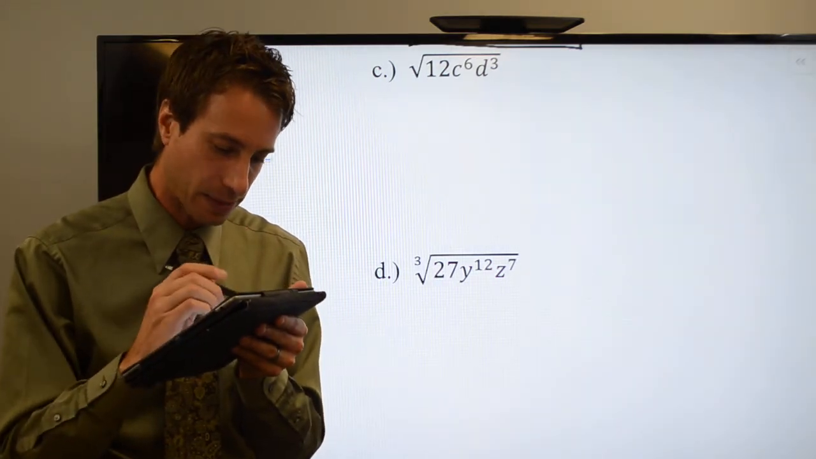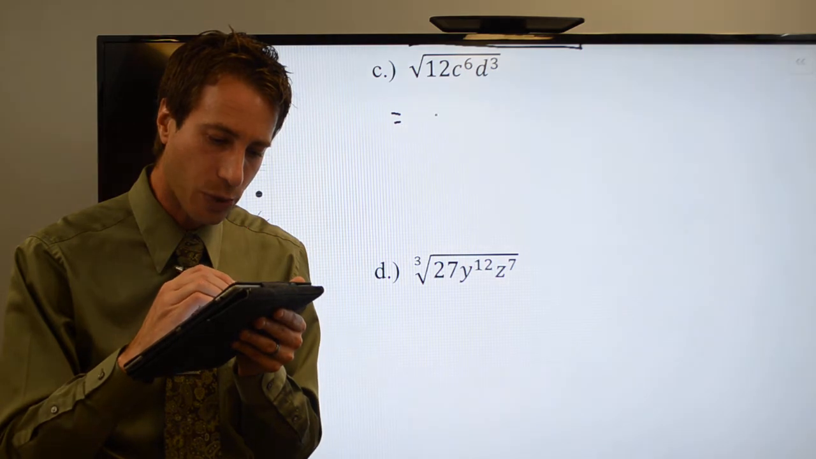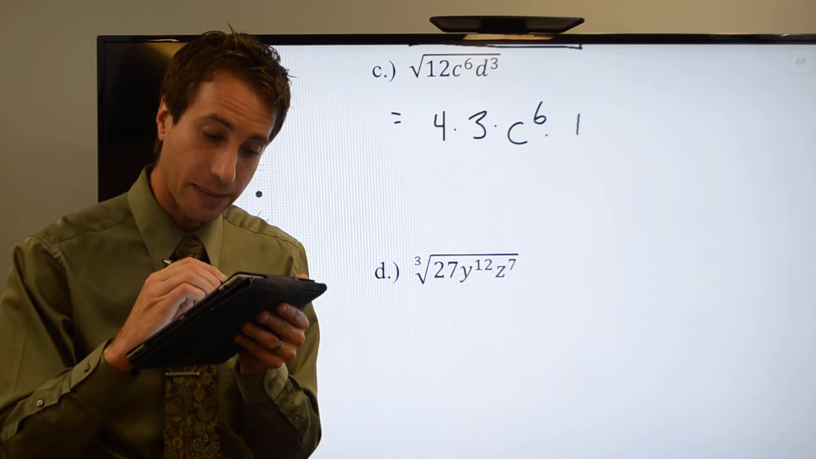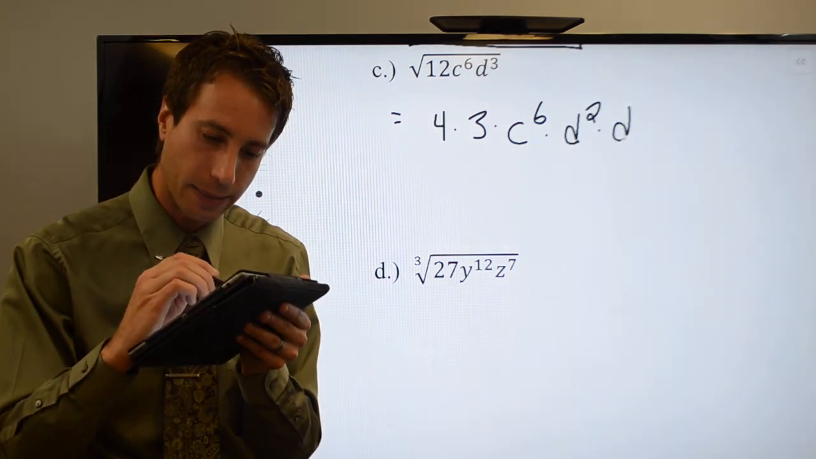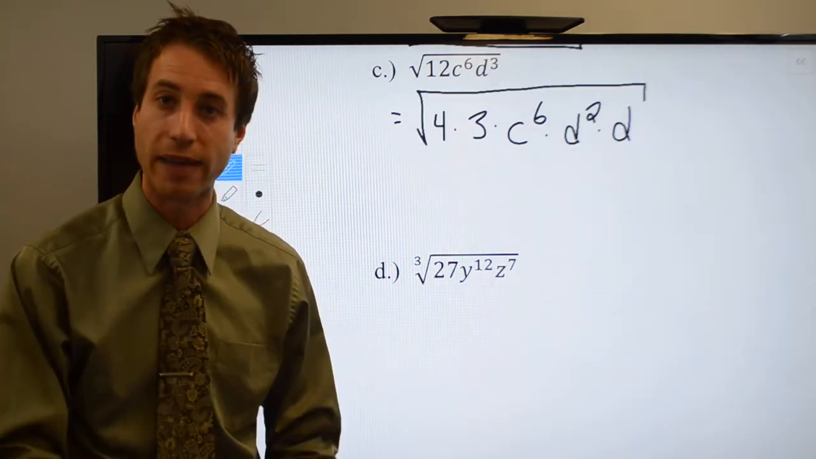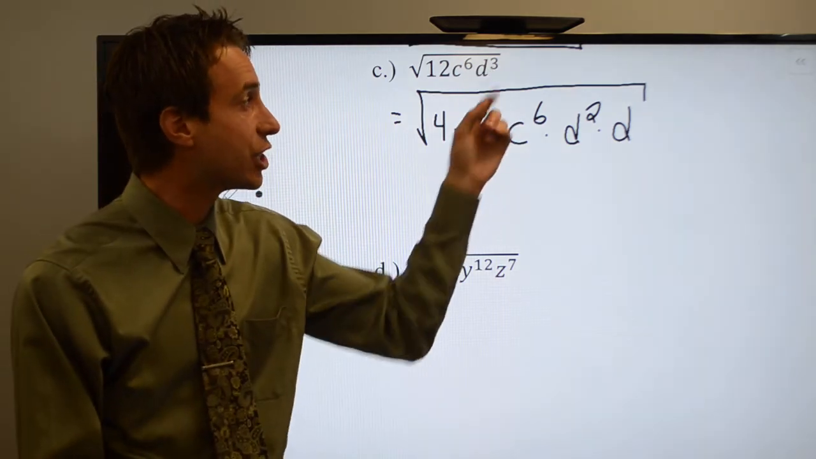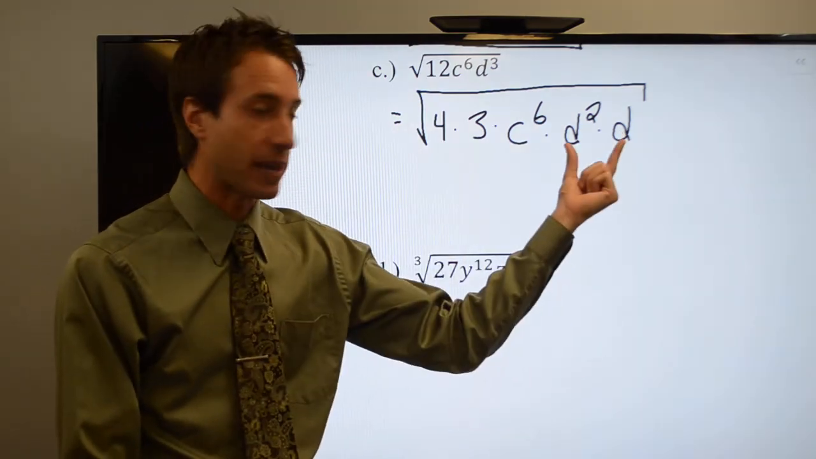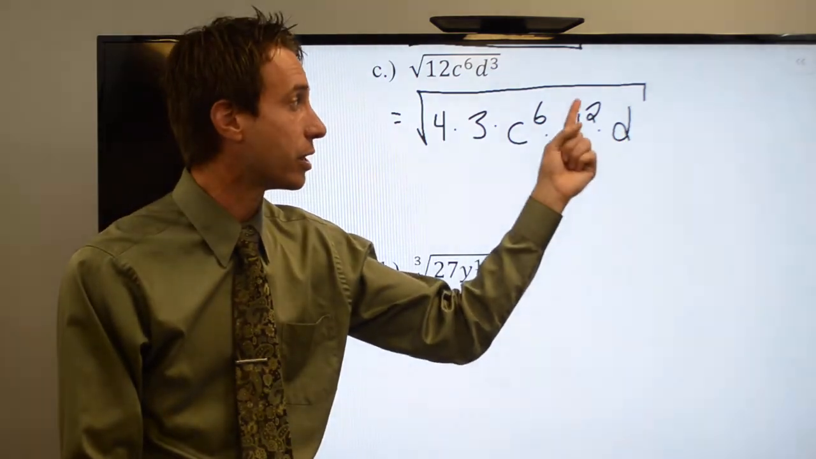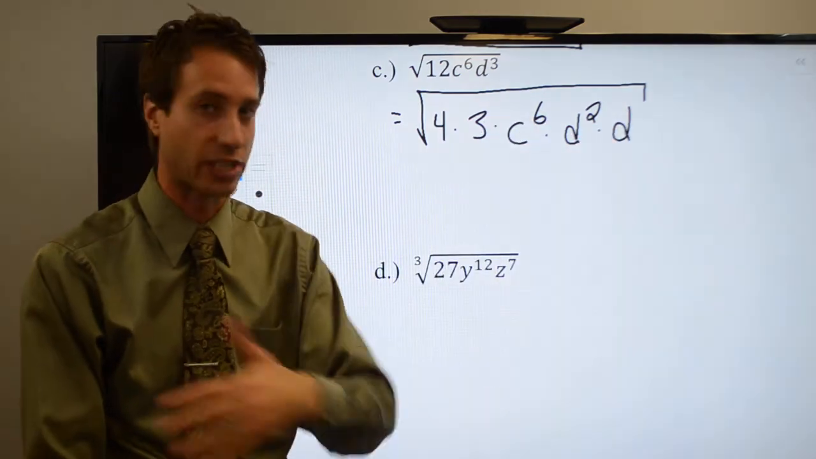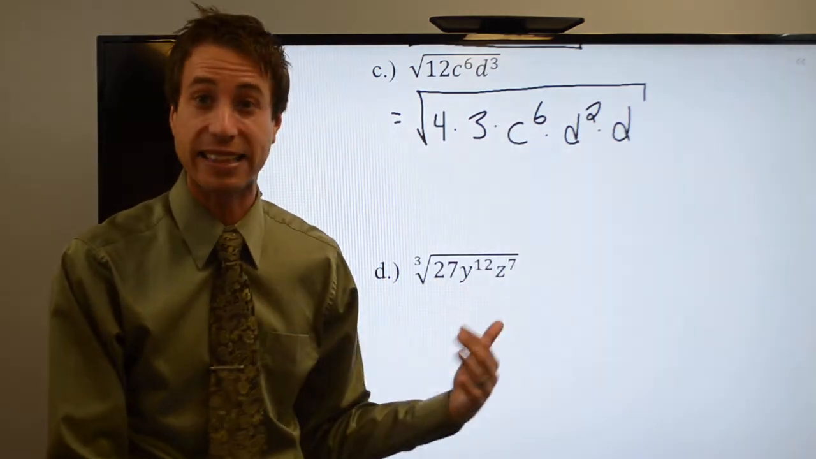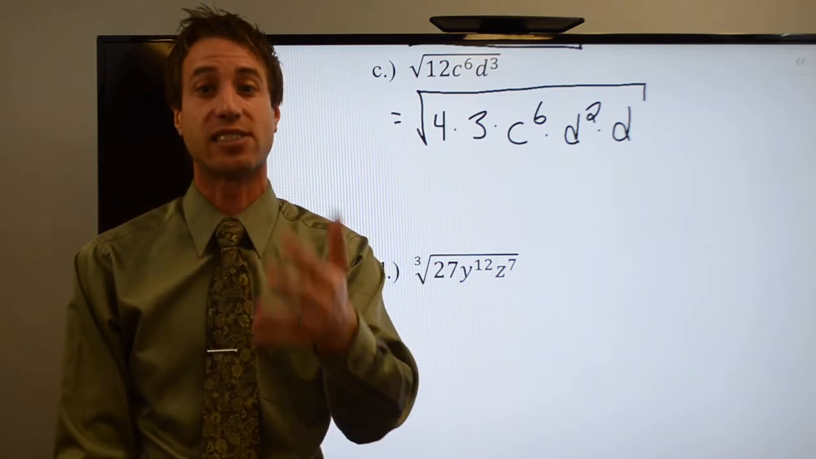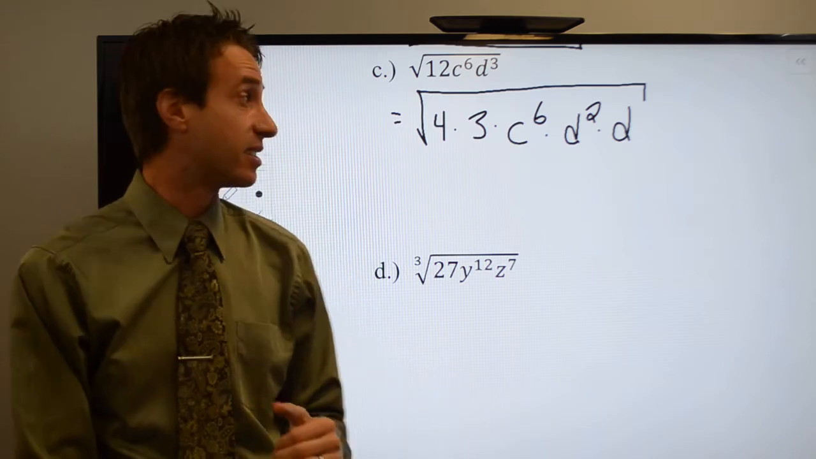I'm going to rewrite this as the square root of 4 times 3 times c to the 6th times a d squared times d. We're going to take the square root of all of that. Again, what I've done is I've taken this d cubed and I've split it up into a d squared and a d. Why? Well, if the bases are the same, you add the exponents. 2 plus 1 is a 3. So I haven't changed anything. I've changed nothing. I've just simply rewritten the problem in such a way that now I can simplify.